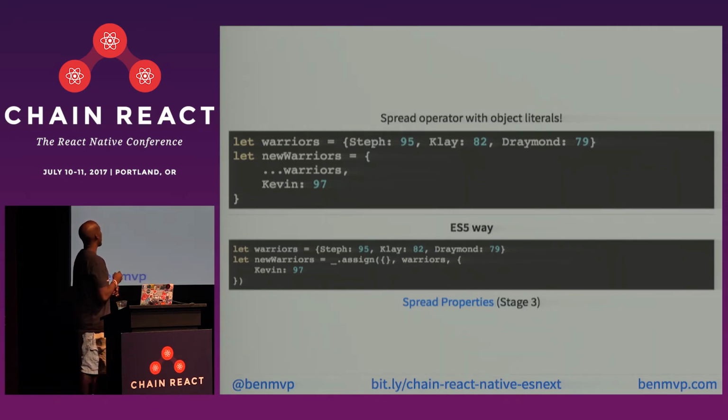So you have the Warriors here, and then now they're adding Kevin Durant. And we don't want to mutate the Warriors object. There's some joke behind that, I just don't have it in my head right now. We want to create a new Warriors object and add Kevin to that new Warriors object. So we spread in the old Warriors one with Steph, Clay, and Draymond, and then we add Kevin. And that's a way to create a new object.